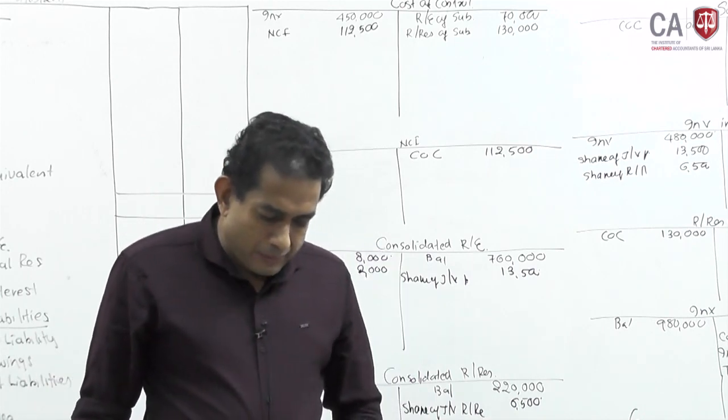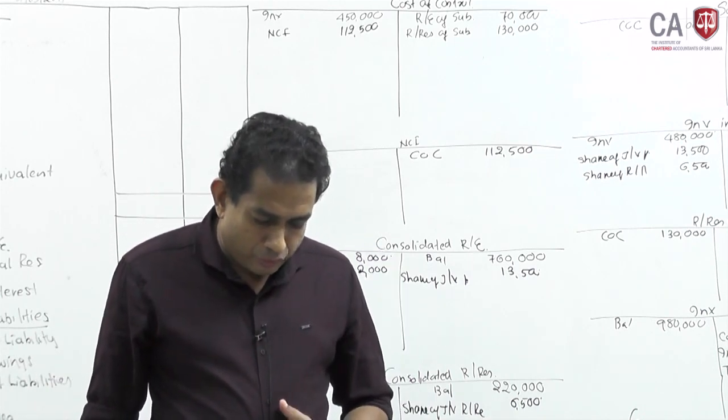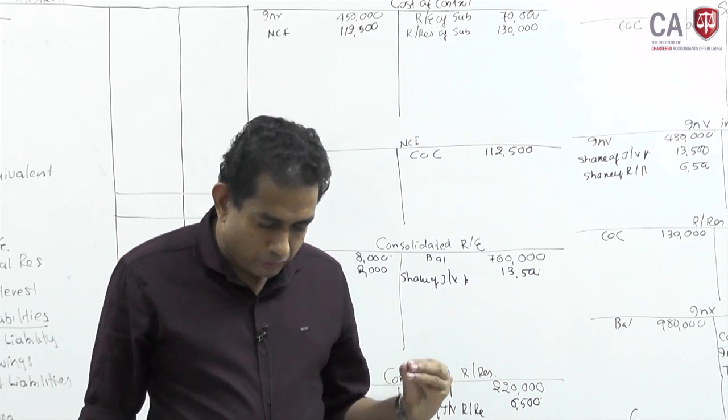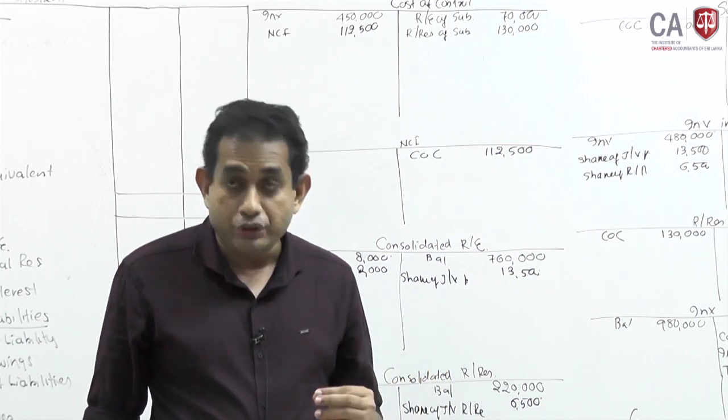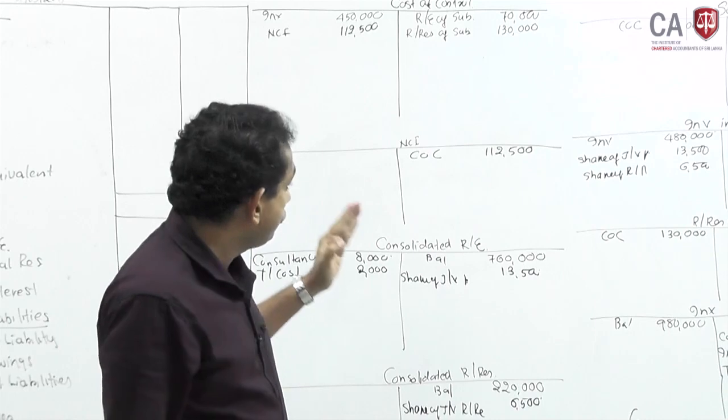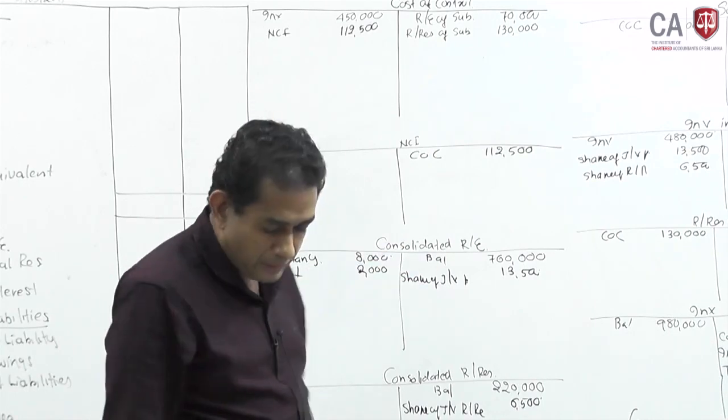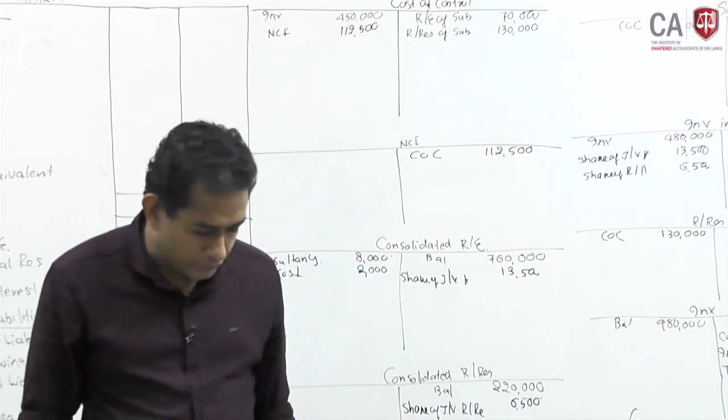The management assessed that 25% of the goodwill in Won was impaired as at 31st March 9. So, let me first complete the goodwill calculations and come back to the impairment review and the process.